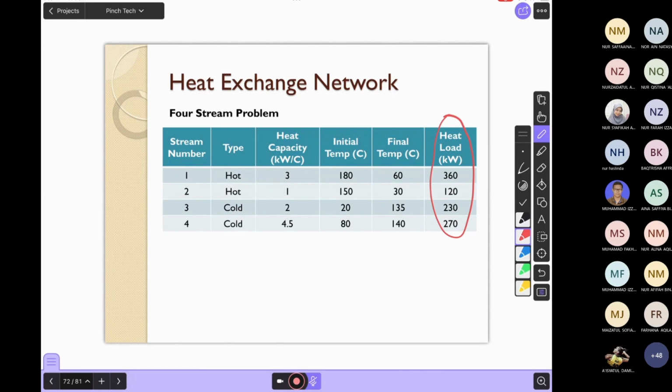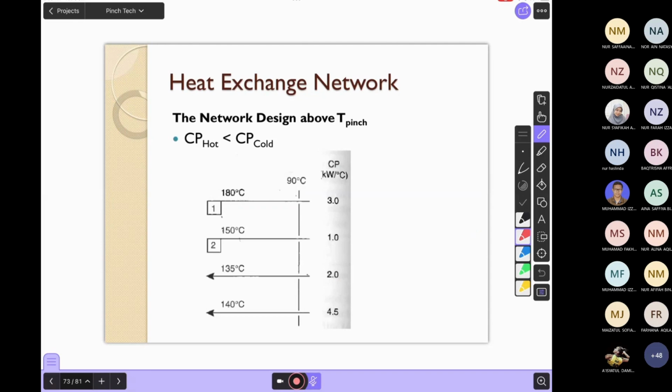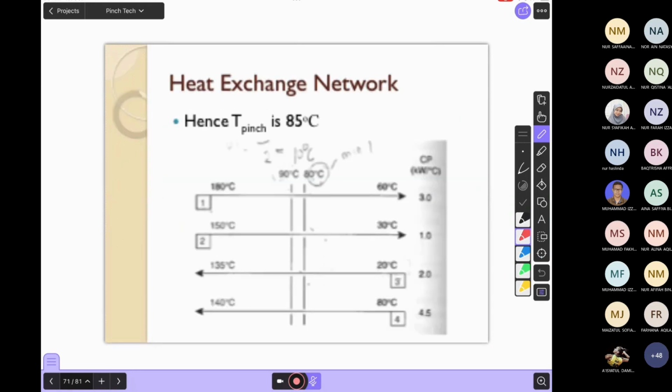Based on this, your heat load is 360 kilowatt for the hot stream and 120 kilowatt for stream number 1. Now you need to manage, because you have decided the pinch temperature for the hot stream is 90 degrees. So you have to look at the calculations involved. What is the calculation involved? The requirement should be stated here.